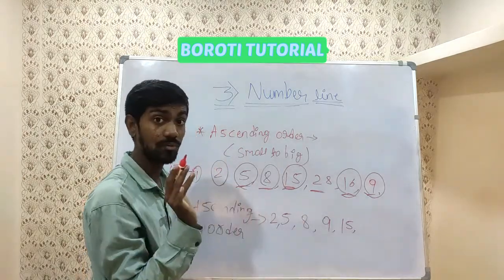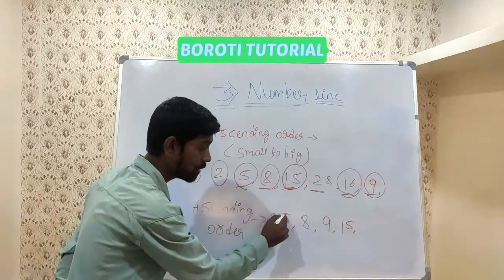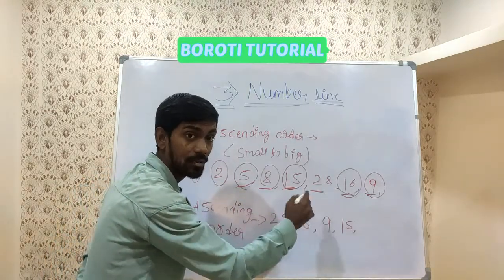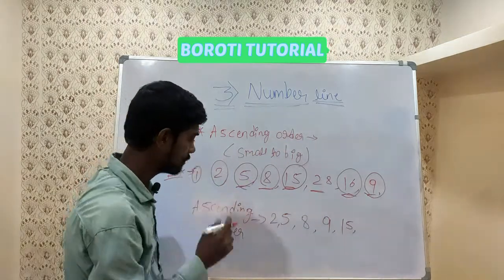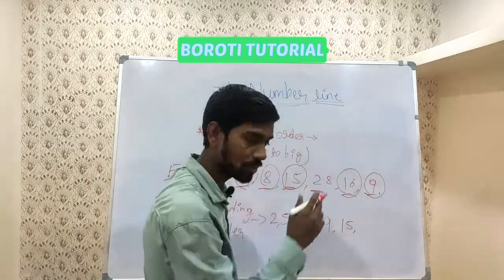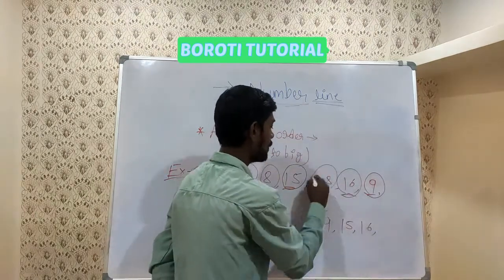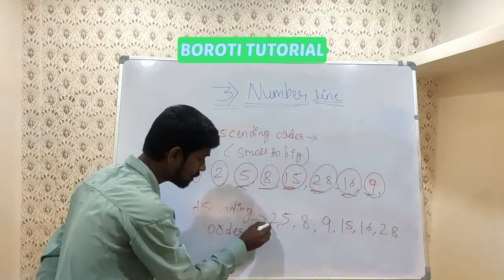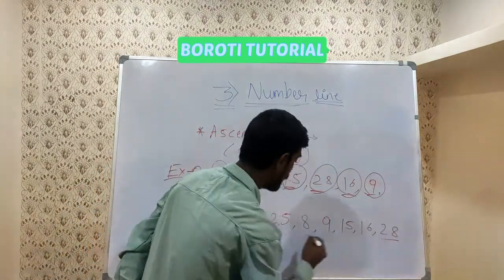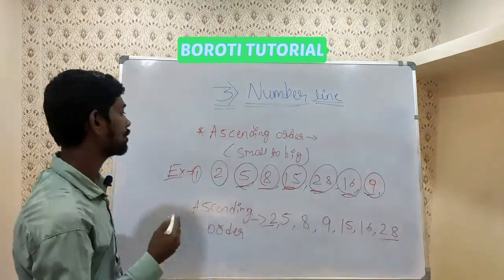Once again, don't get confused. This is the ascending order, small to big. Small to big: 2, 5, 8, 9. It's like steps, you can say. Then 15. Then the next number will be common, and the last number, the highest value, is 28. Here, out of these numbers, the smallest one is 2, the highest one is 28, and we write this in ascending order from small to big. Now this is nothing but ascending order.